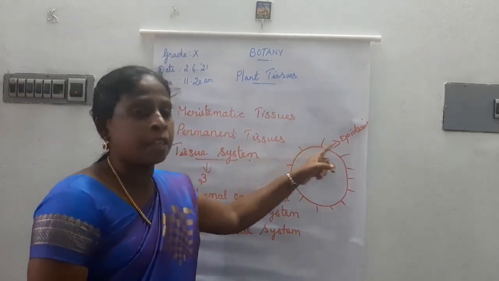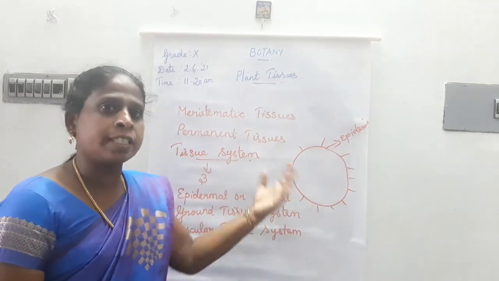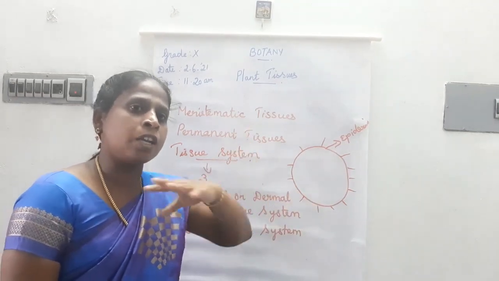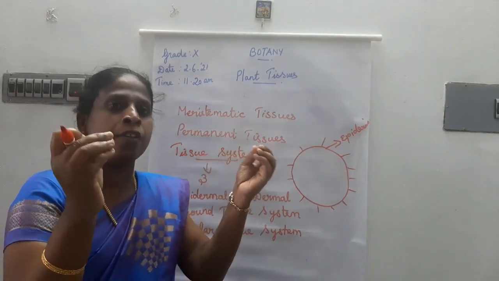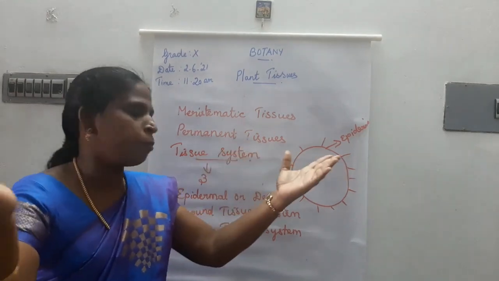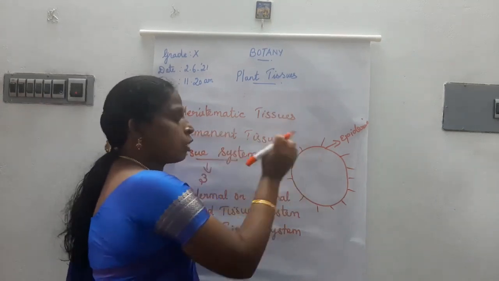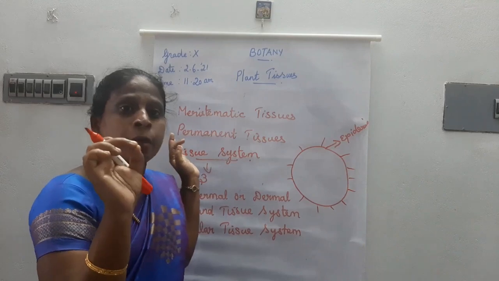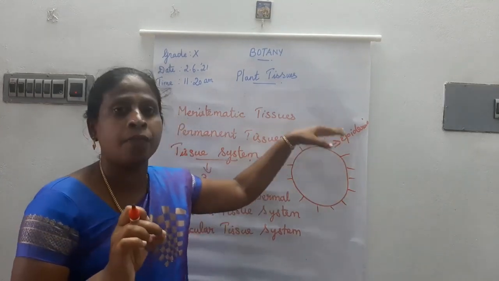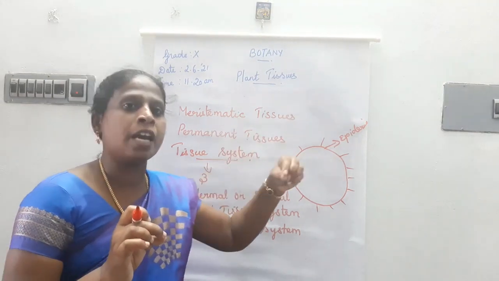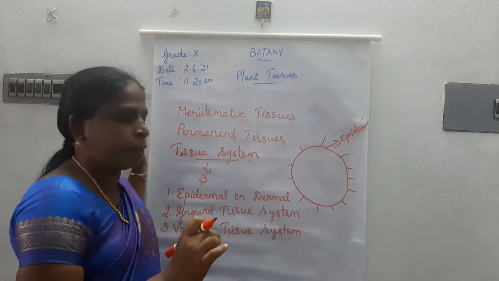And the stomata present in the epidermal region help in transpiration. So what is transpiration? The loss of excess water from the aerial parts, evaporating in the form of water vapor to the atmosphere, is called transpiration. The stomata are small tiny pores present in the dermal region of the leaves, and they are helpful for the process of transpiration.